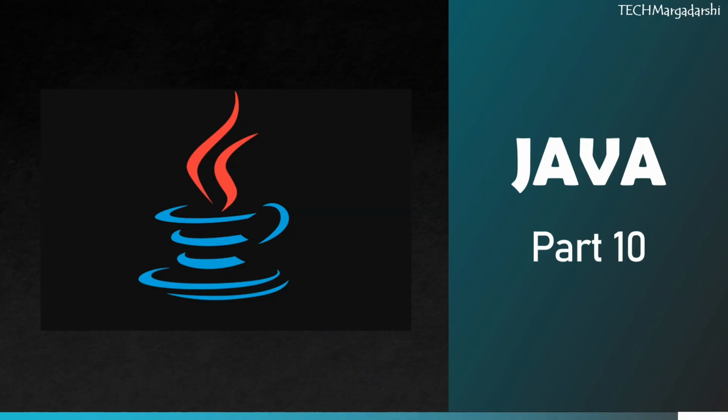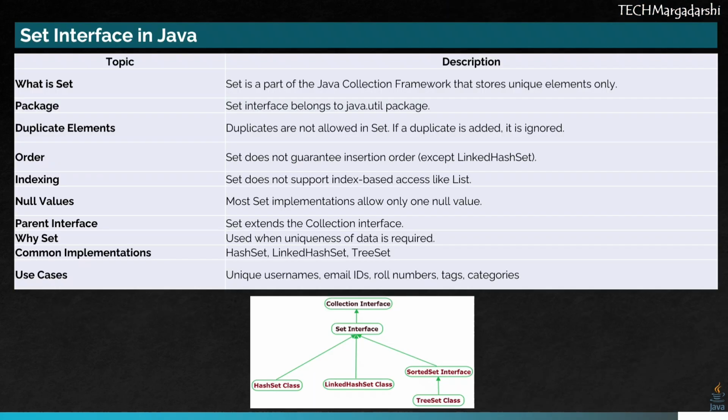In this part, we'll explore the set interface in Java, which is used to store unique elements without duplicates. We'll understand how set works and learn popular implementations like HashSet, LinkedHashSet, and TreeSet. This session will help you choose the right set implementation for real world applications. Let's get started. Now let's start by understanding the set interface in Java.